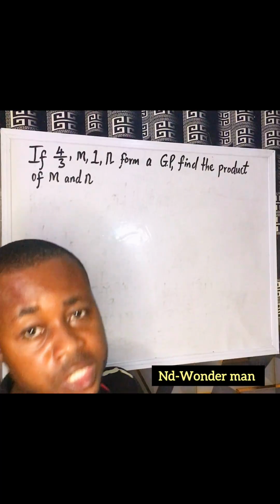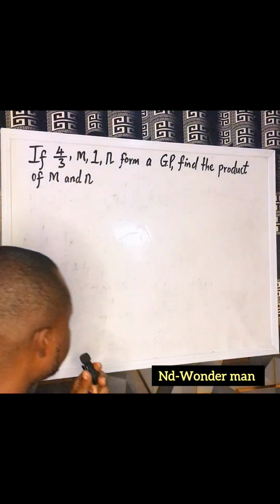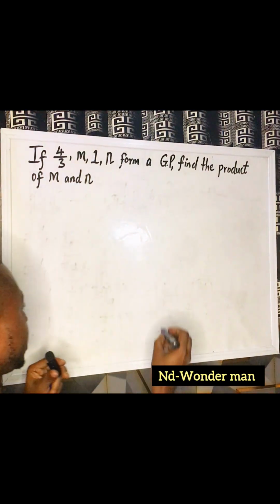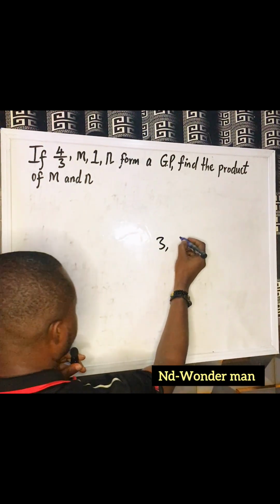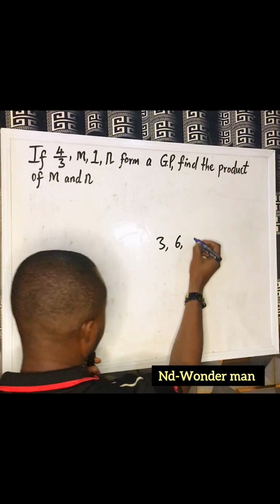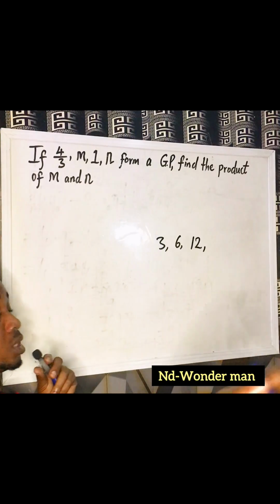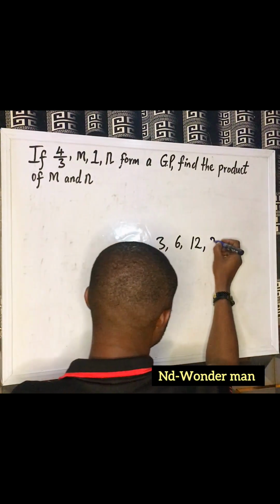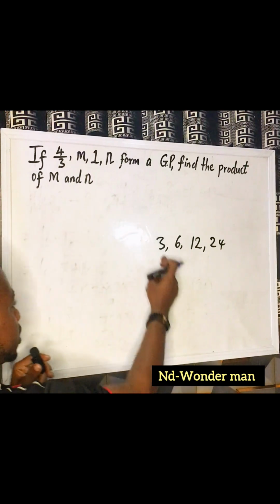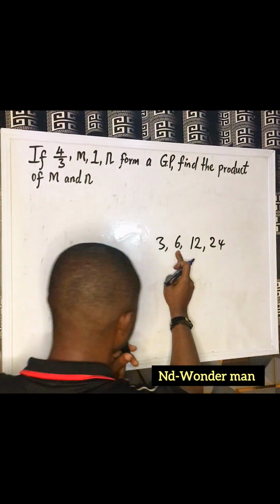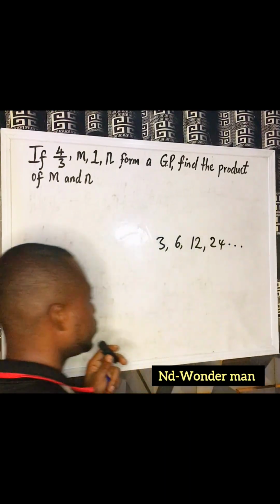But I always encourage students to start from known to unknown. In geometric progression, let's say I have this value as probably 3. Then I'm having the next as 6, the next as 12, the next as probably 24. You can see how these values progress, from 3 to 6, 12, and so on and so forth.